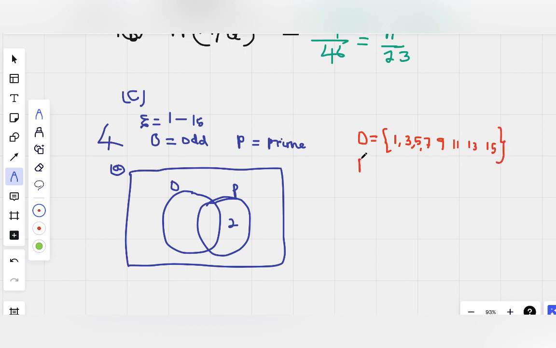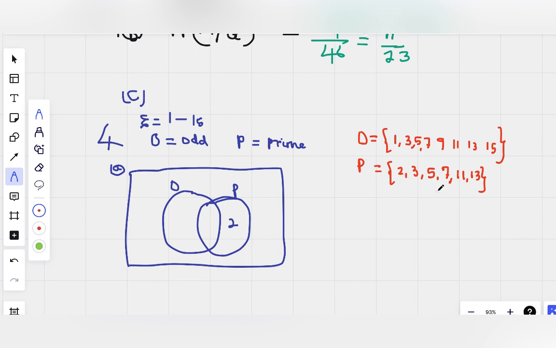What are the prime numbers? Prime numbers start from 2. 2 is the only even number that's a prime number. The rest are odd numbers. So 2 is a prime number, so we have 2 here. 3 is a prime number that can only be divided by itself and 1. 5 is a prime number. 7 is a prime number. But 9 is not a prime number because 9 can be divided by 3. But 11 is a prime number. 13 is a prime number. 15 is not. Why? Because 15 can be divided by 3 and it also can be divided by 5. So prime numbers are only numbers that can be divided by itself and 1.